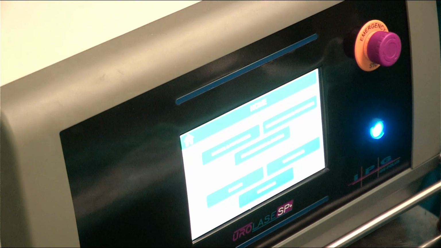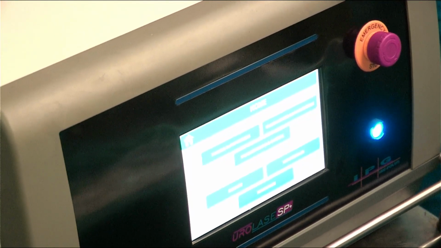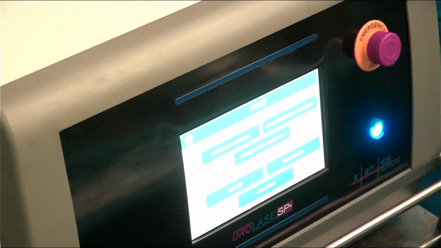So we have 2 programs for this machine: fine dusting versus fragmentation. The machine has a dual foot pedal and I can switch the program by foot pedal only. So there are 2 options for me here. Either I can do a fragmentation, get a good piece and take them out with a basket, or I can do a fine dusting.